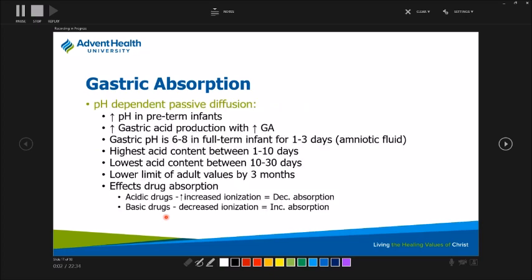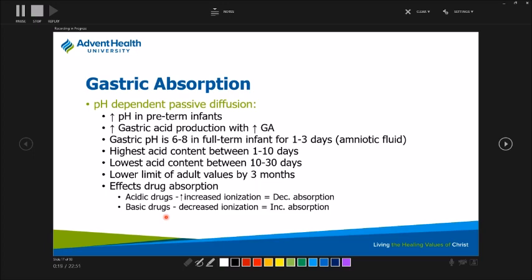As I mentioned, we talked about the gastric pH and how that's going to change. It takes some time to really kick up that acid production on their own, and that can affect oral absorption of medications. And again, even if it's a neonate, not everything is going to be given parenterally. We still give some things enterally, so you still have to consider this depending on the drug you're dealing with.